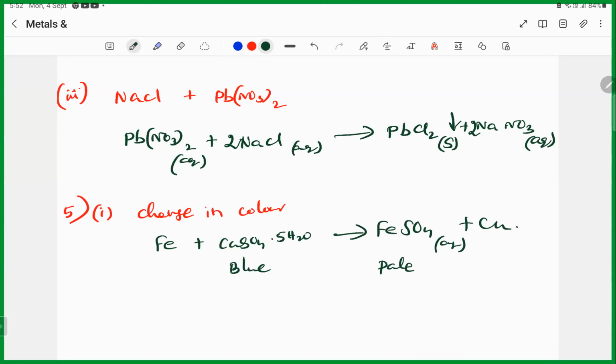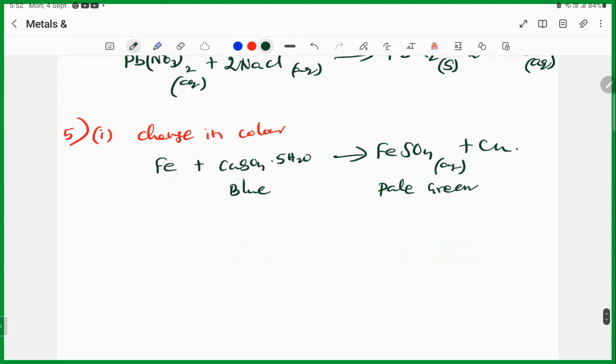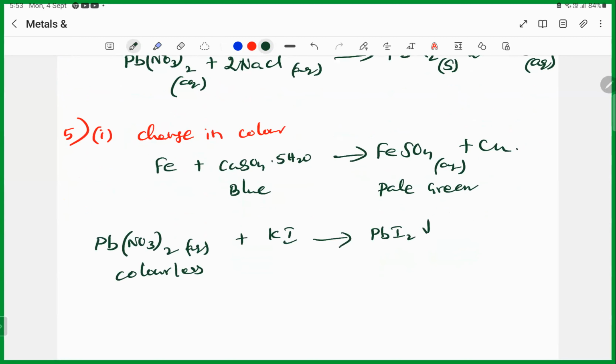green color. Pale. Okay. Another example, lead nitrate is a colorless solution. Aqueous. Colorless. When you treat with potassium iodide, it will give lead iodide solid plus potassium nitrate aqueous. So it becomes yellow color. Okay. So this reaction has happened.